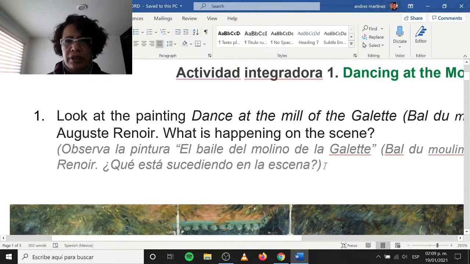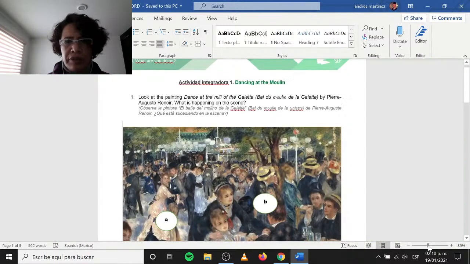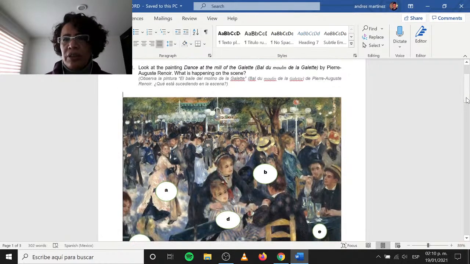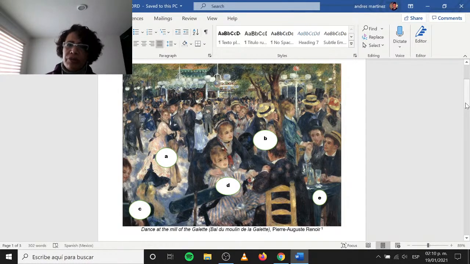Now, in here, just let me see, over there, okay, a little bit more, okay, there, well, and it says, look at the painting, Dance at the Mill of the Galette, by Renoir. What is happening on the scene? Yeah, so as you can see, what we are working here with is present continuous. Present continuous to describe what is happening at the moment of speaking.